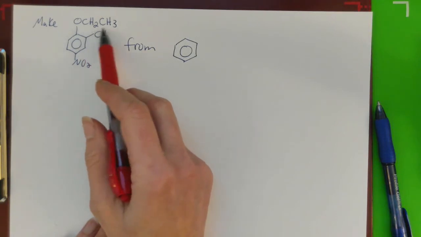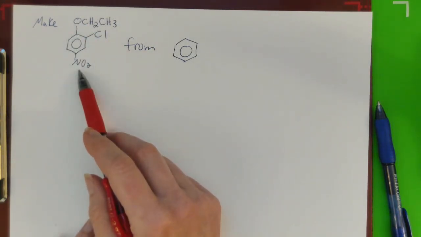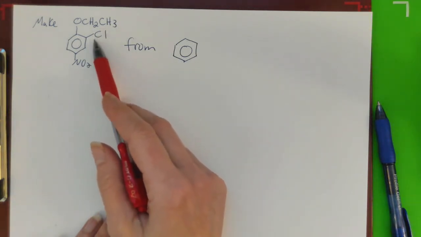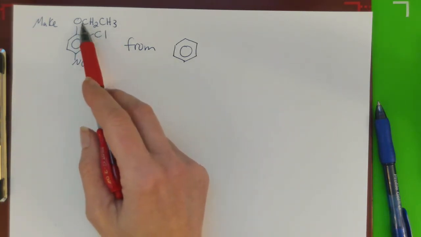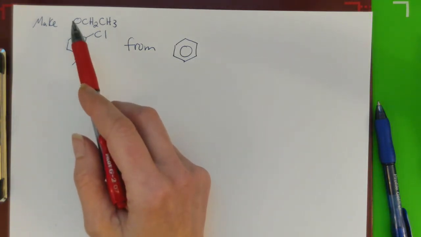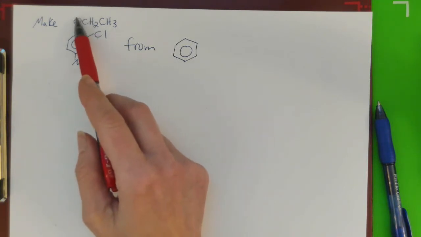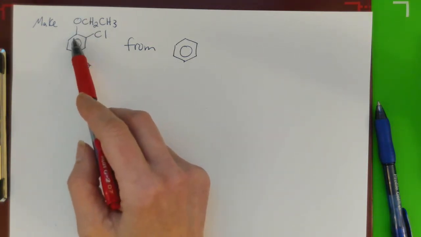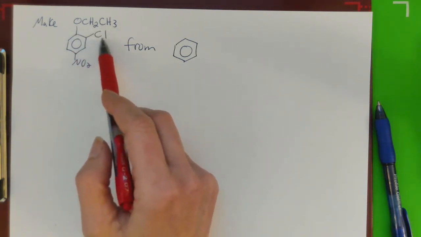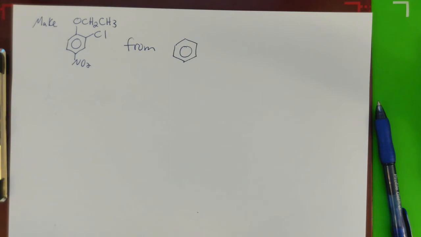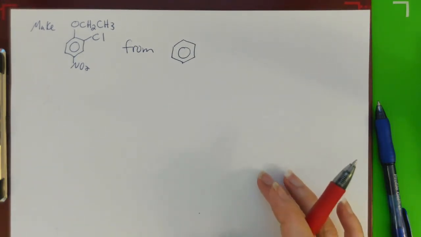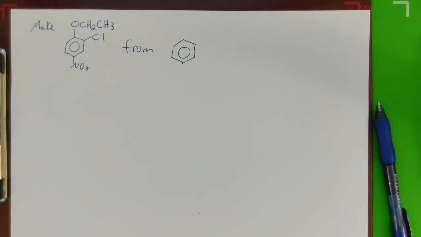So let's try to get an ethoxide group as well as a nitro group on the ring, and the chloro group as well. So when I see this ethoxide group, I know that I need to do a nucleophilic aromatic substitution reaction to do that. And I see that this happens to be ortho to the chloro group, right? So I'm going to pause the video so that you can stop and brainstorm, and then we'll come back and we'll see what you came up with. Pause the video now.